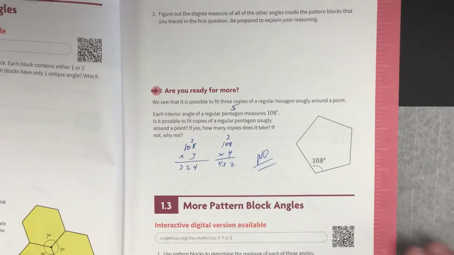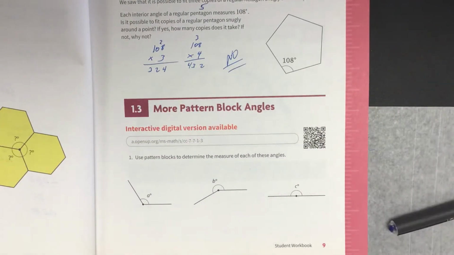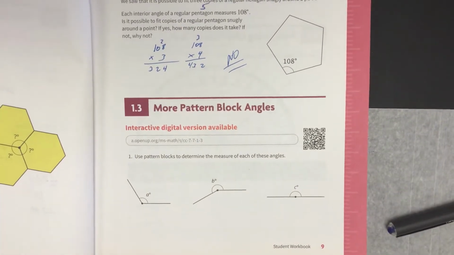All right, next question. I would like you to guess what the angle is, and then we're going to use these shapes to try to help us out. Guess what those angles are. Okay. A, B, and C. Keep in mind, is it more than 90? Is it less than 90? Those hints.